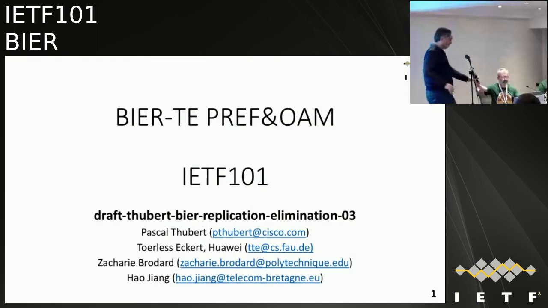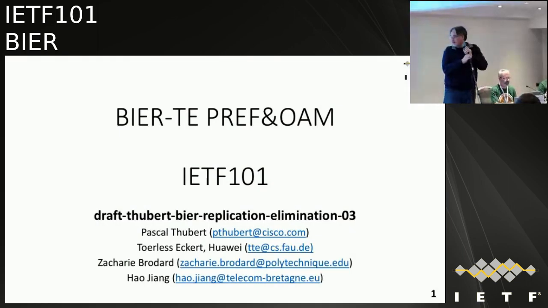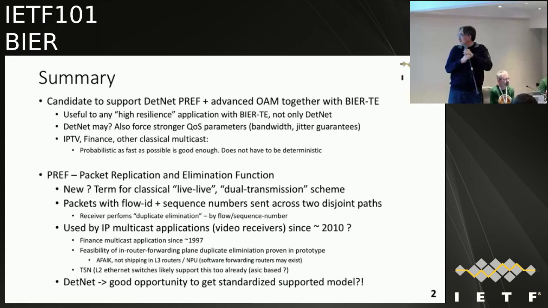Yeah, so Pascal unfortunately is chairing another working group right now. So the idea is to offer a BRTE with these extensions that we're describing here as a candidate option for DetNet forwarding plane, unicast and multicast. And so the DetNet pref is the function described down there, and then also some advanced OAM, and that's basically, we think, useful for any high resilience application with BRTE, not only DetNet.